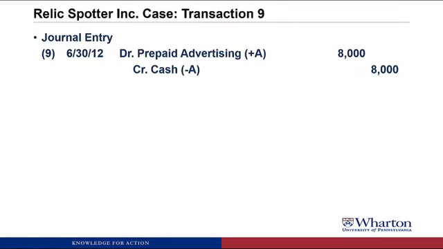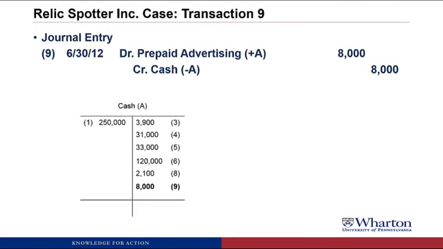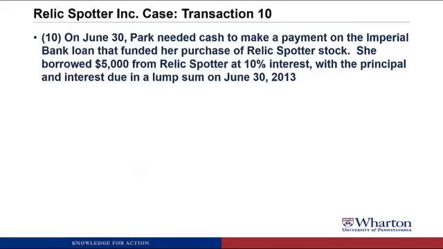We post this transaction to T account, so we've got another credit to cash on the right-hand side, and we create a T account for prepaid advertising with a debit of $8,000. Transaction 10. On June 30th, Park needed cash to make a payment on the Imperial Bank loan that funded her purchase of Relic Spotter stock. She borrowed $5,000 from Relic Spotter at 10% interest, with the principal and interest due in a lump sum on June 30th, 2013.